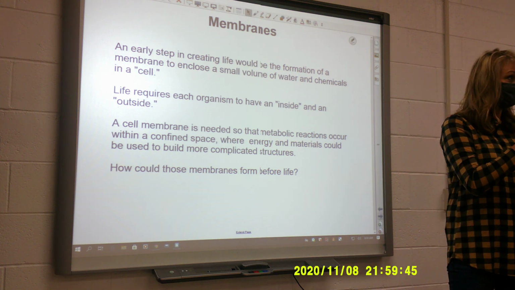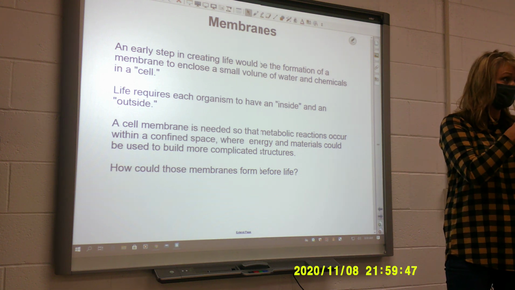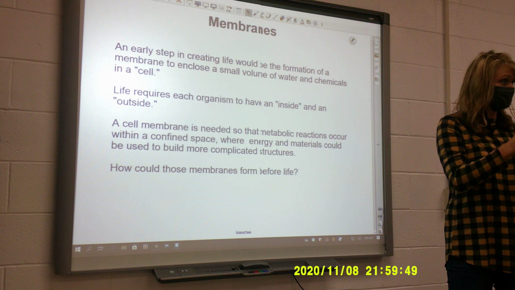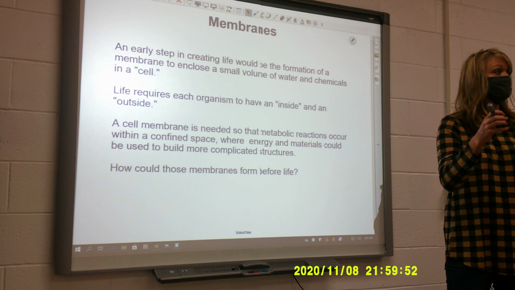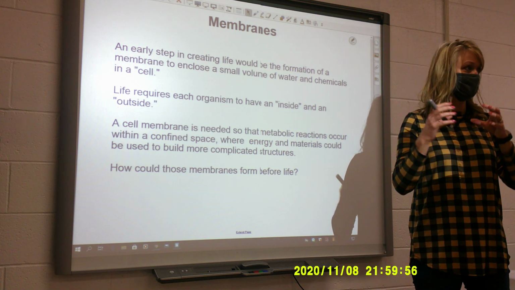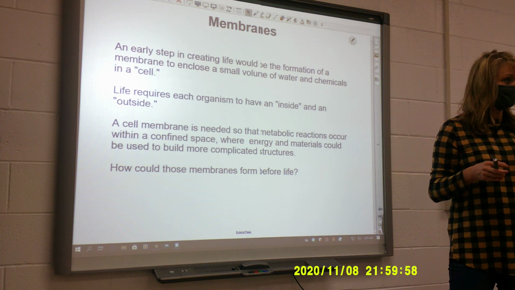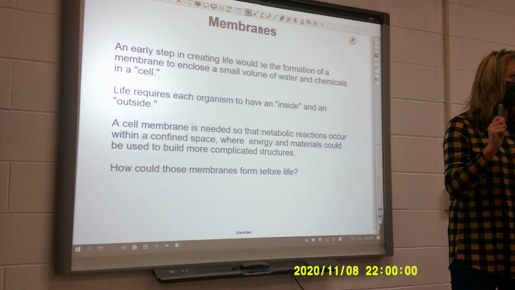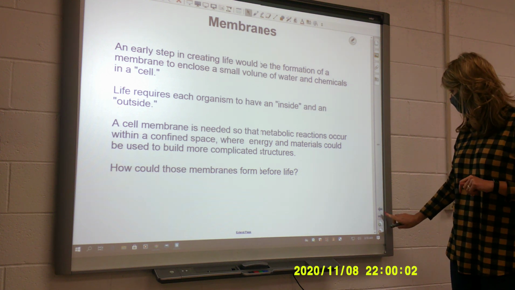Well, cells are the beginning of life, so you have to have a group of cells that work together to form tissue. Tissue forms organs, organs form organ systems, an organ system forms an organism. So if you don't have that cell to begin with, you can't have any living thing. You have to have at least a cell to start with.